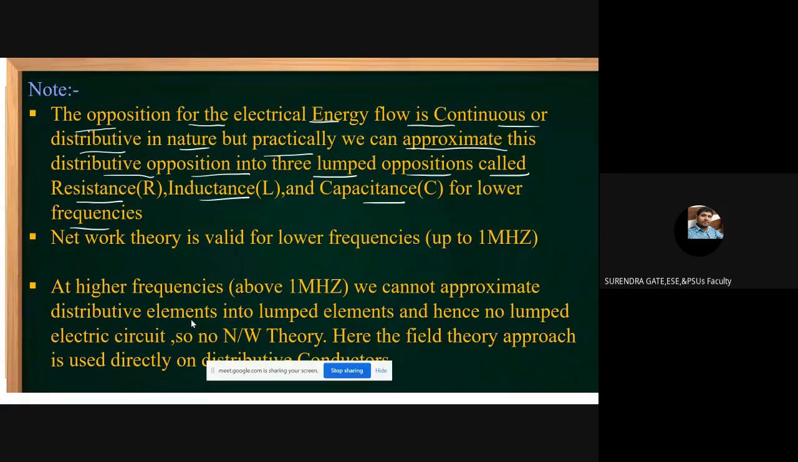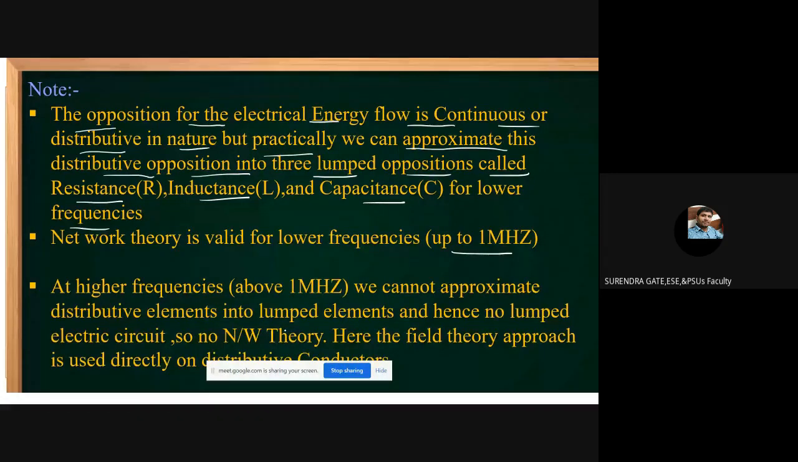For example, if there is a transmission line, just by seeing the transmission line, can you tell what the resistance, inductance, and capacitance are? No, we can't say. But if they are physically separable, yes, we can say how much inductance, and that is nothing but a lumped element. In detail, you will see later. This opposition is approximated as lumped oppositions, but this is not for higher frequencies, only for lower frequencies. The distributive nature is approximated as lumped up to 1 megahertz only.